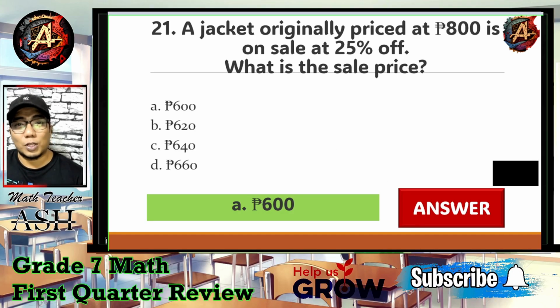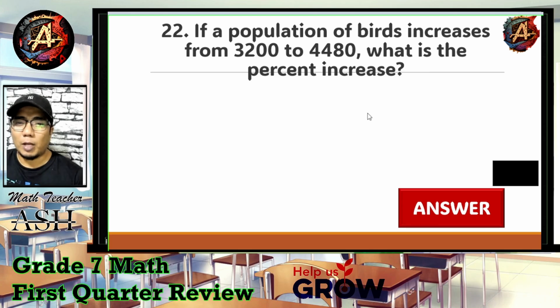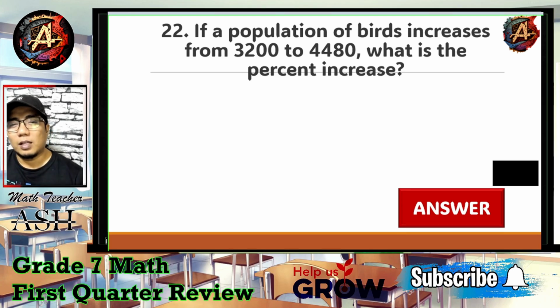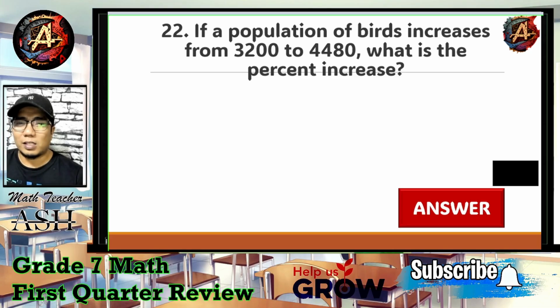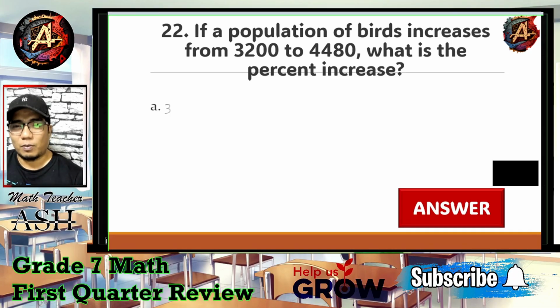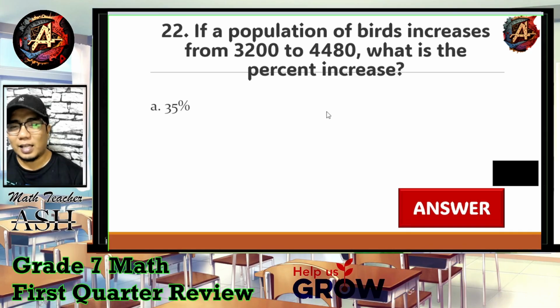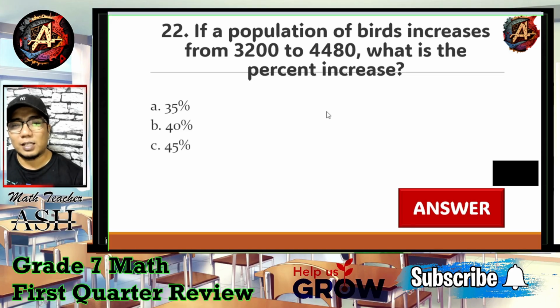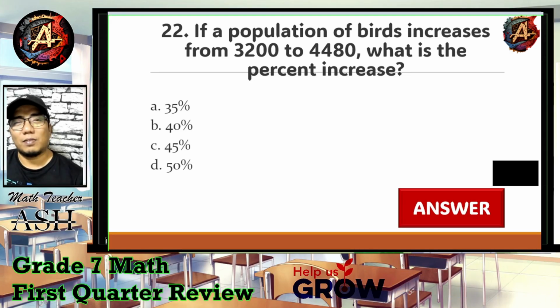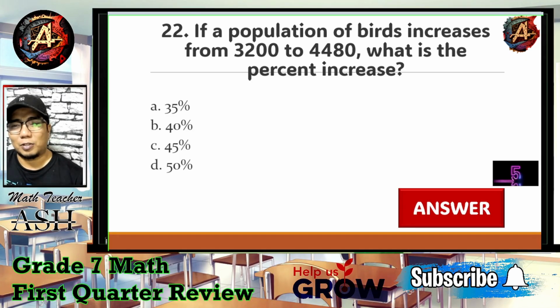Now, let us go to question number 22. If a population of birds increases from 3,200 to 4,480, what is the percentage of increase or percent increase? Is it A, 35%, B, 40%, C, 45%, or D, 50%? I'll give you 5 seconds to think about your answer.